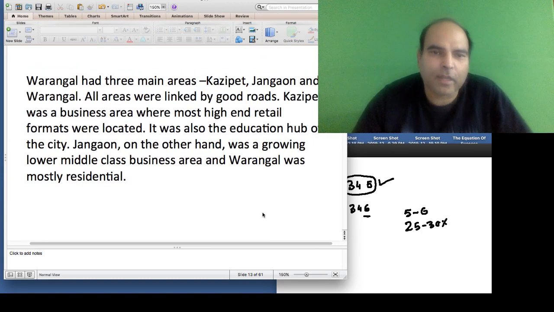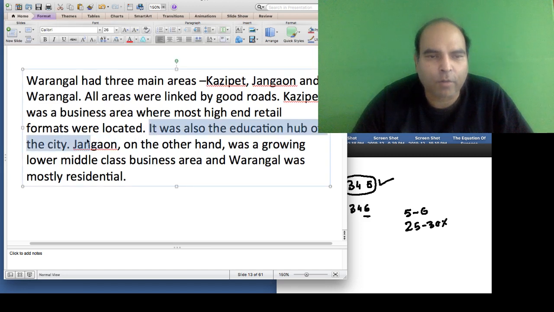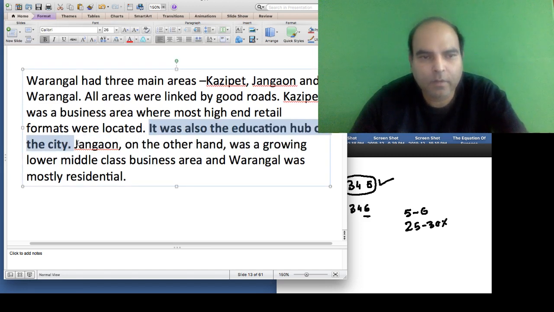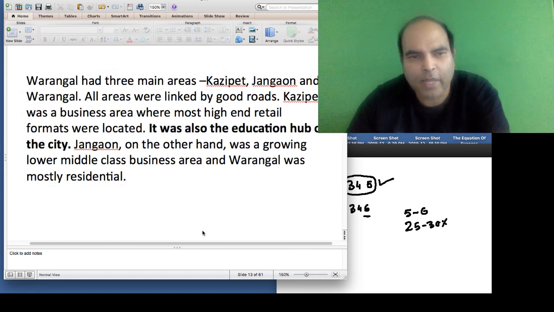Warangal had three main areas: Kazipet, Jangaon, and Warangal. All areas were linked by good roads. Kazipet was the business area where most high end retail formats were located. It was also the education hub of the city. Important point about Kazipet. Jangaon, on the other hand, was a growing lower middle class business area, and Warangal was mostly residential. Like any town in India.